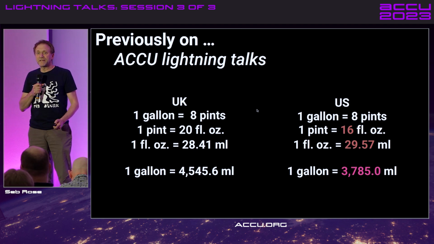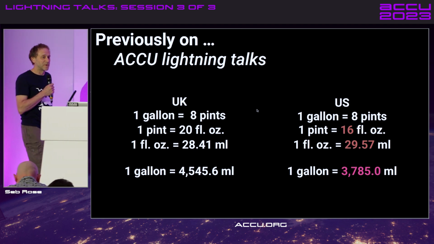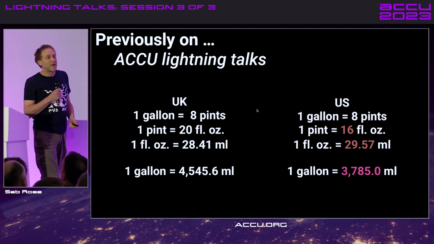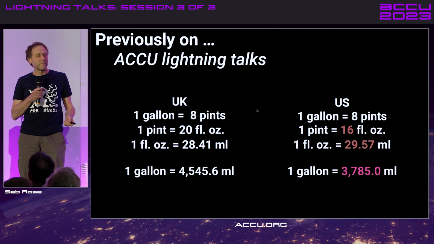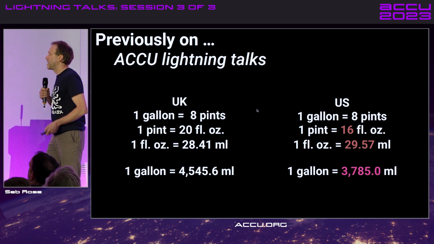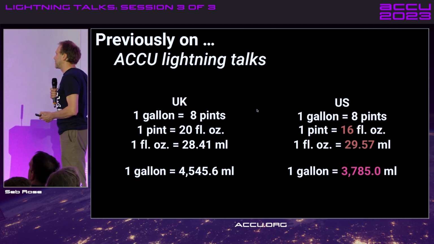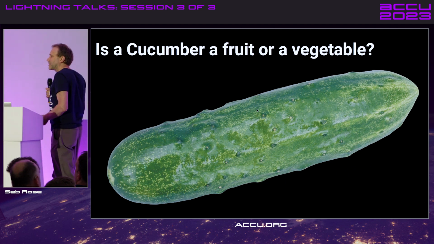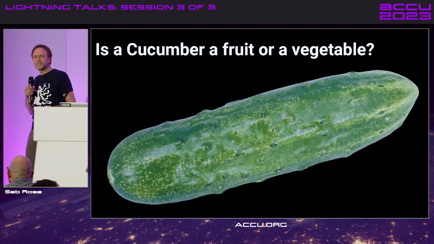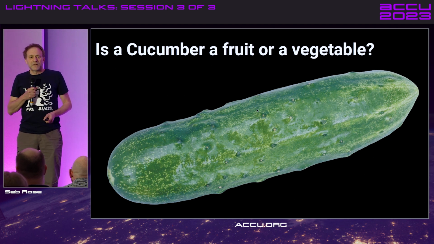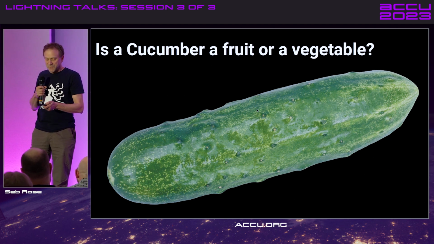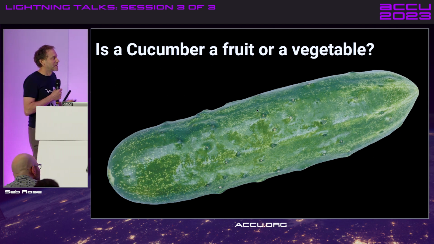So, I've given lightning talks here before. Some of you may have seen this one. It's about ambiguity. I'm going to carry on about ambiguity, but I'm not going to talk about US measures and metric measures this time. It's going to be about another form of ambiguity. This time, it's about the ambiguity of this product of growth. Is it a fruit or a vegetable? Well, it is a fruit, isn't it? There we go. So we've got that one out of the way.